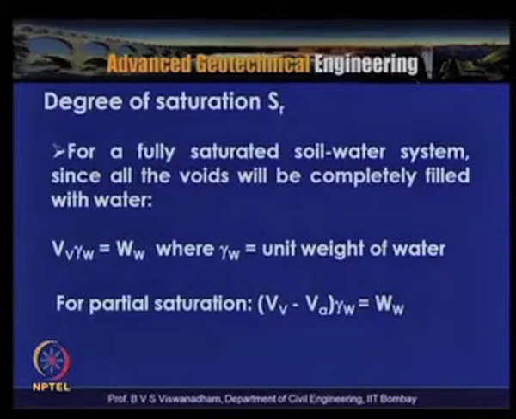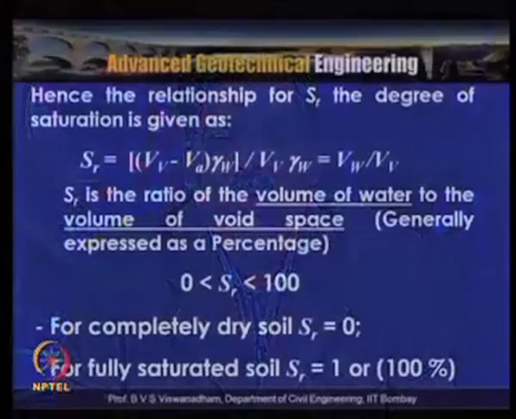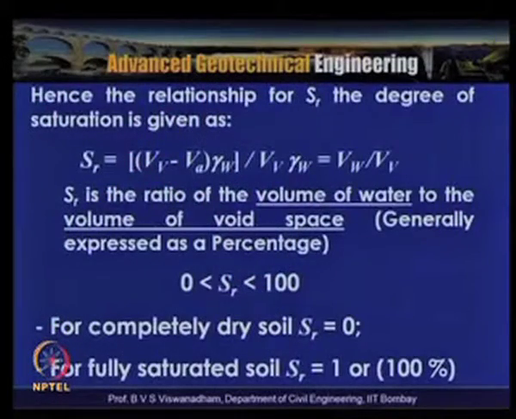That means that what we did is that we have taken the weight of the volume of voids, which, for completely saturated soil, volume of voids is equal to volume of water. Now, for partial saturation we can write (VV minus VA) into gamma W. Now, the relationship for SR, the degree of saturation, can be obtained as SR is equal to (VV minus VA) gamma W divided by VV gamma W.